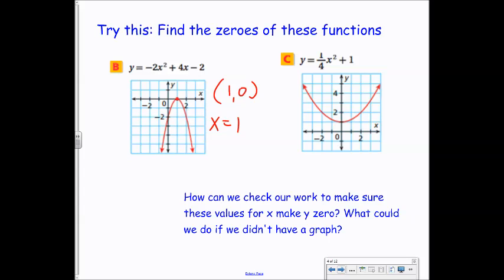Okay? So you can either have no zeros, as in letter C. You can have 1 zero, as in letter B. Or you can have 2 zeros, as in our first example, because it crossed it twice. So you're looking for where it crosses the x-axis. And again, how come B only had 1? Because it touched the x-axis and then it kept going down. Okay, so it's only going to have 1 zero. All right, how would you check it to make sure they're right?